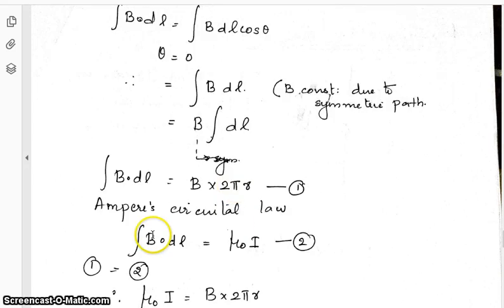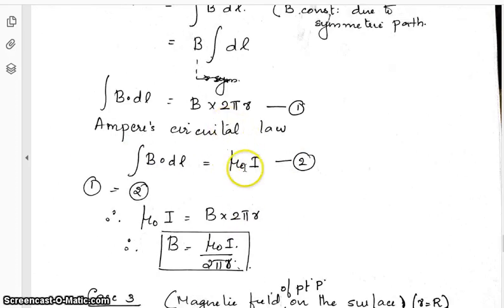Also I know Ampere circuit law is integral B dot dl equal to mu 0 I, that is my equation 2. Now I can compare equation 1 and 2. This side is the same. So finally I can write mu 0 I is equal to B into 2 pi r. From that I can calculate B, that is equal to mu 0 I by 2 pi r.